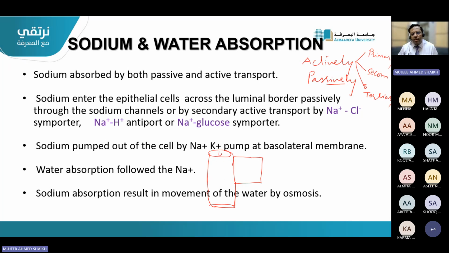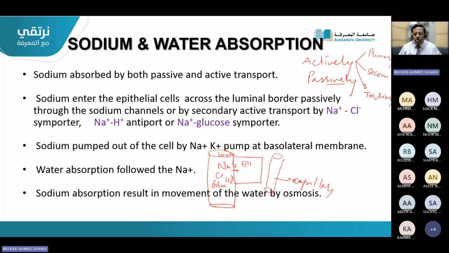Suppose this is a lumen and these are epithelial cells. Sodium is present here, chloride is there, water is there, glucose is there. When you eat food, all these elements are there. The epithelial cells have to absorb them and send them to the capillary, or blood vessel. So how will they be absorbed?